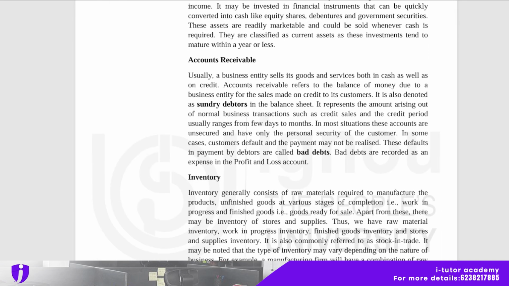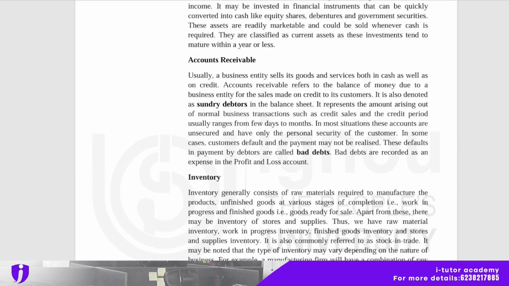securities. And accounts receivable. Usually a business entity sells its goods and services both in cash as well as on credit. Accounts receivable refers to the balance of money due to the business entity for the sales made on credit to its customers. It is also denoted as sundry debtors in the balance sheet. It represents the amount arising out of normal business transactions such as credit sales, and the credit period usually ranges from a few days to months.